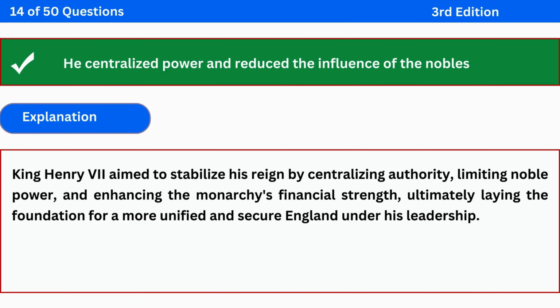The correct answer is he centralized power and reduced the influence of the nobles. Explanation: King Henry VII aimed to stabilize his reign by centralizing authority, limiting noble power, and enhancing the monarchy's financial strength, ultimately laying the foundation for a more unified and secure England under his leadership.